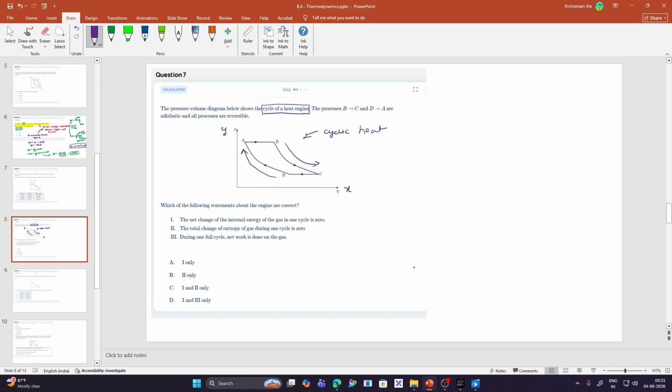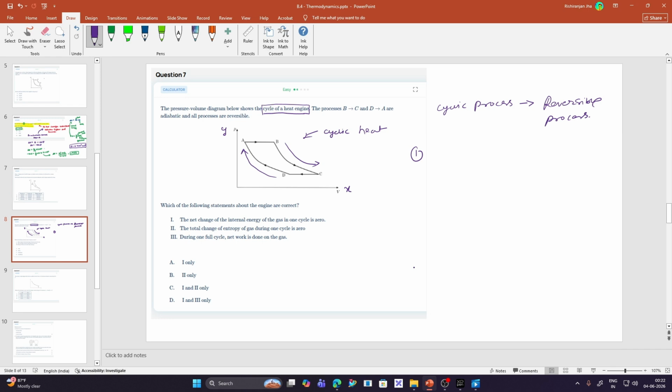So we can say that a cyclic process may be called as a reversible process as well. So from this, we can conclude that it is a cyclic process. A cyclic process returns to its initial state. So the overall change in the internal energy and entropy is zero.